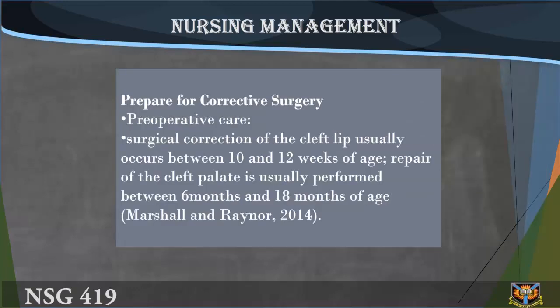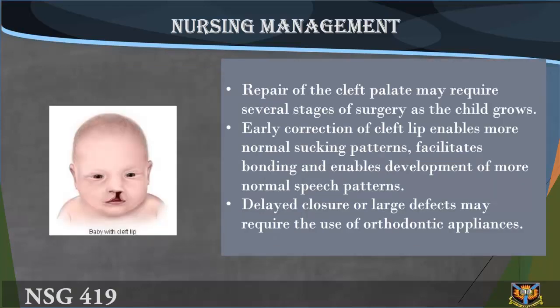Prepare for corrective surgery. Preoperative care. Depending on the defect and the child's general condition, surgical correction of the cleft lip usually occurs between 10 and 12 weeks of age. Repair of the cleft palate is usually performed between 6 months and 18 months of age (Marshall and Reynolds, 2014). Repair of the cleft palate may require several stages of surgery as the child grows.